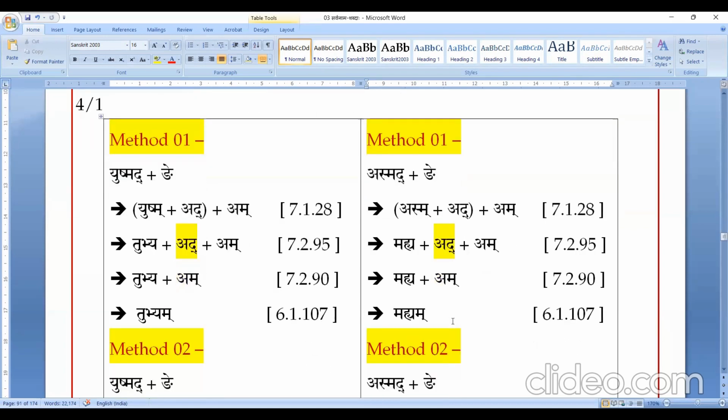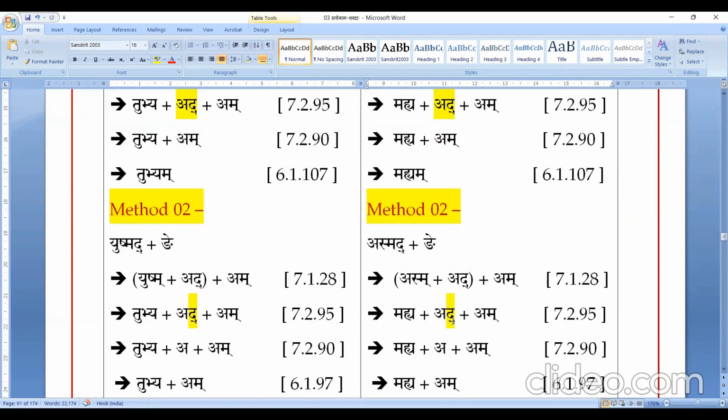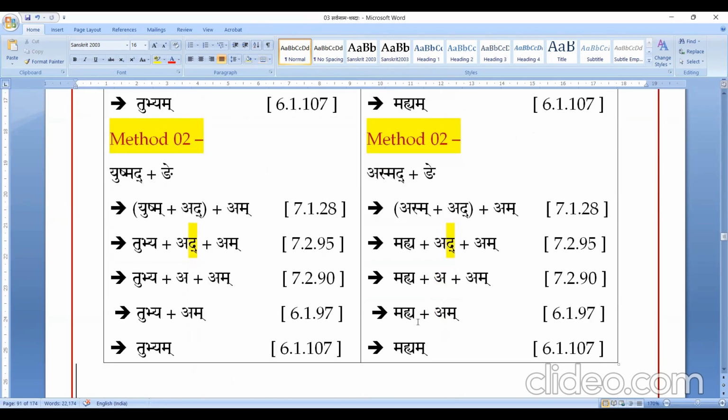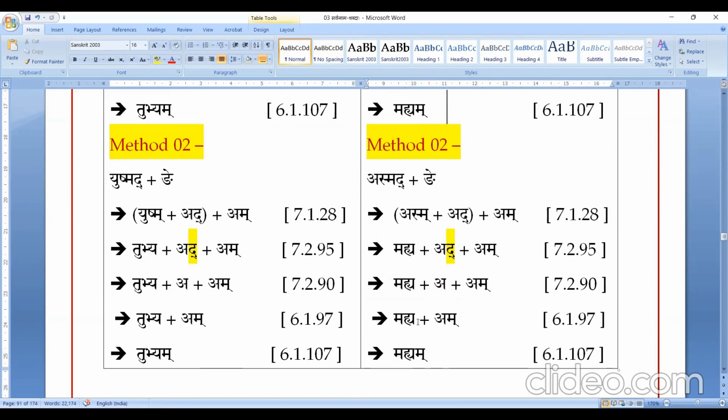Method 2 is Antya Lopaha. By that, Nakara will become Lopaha, therefore Tubhya plus A becomes Atogune followed by Ami Purvaha. Understand? Similarly, Magya, Takara becomes Lopaha, Magya plus A is Atogune followed by Ami Purvaha, Magyam. So 4-1 is a case of no Yakara Adesha or Akara Adesha, therefore Sheshe Lopaha is applied.